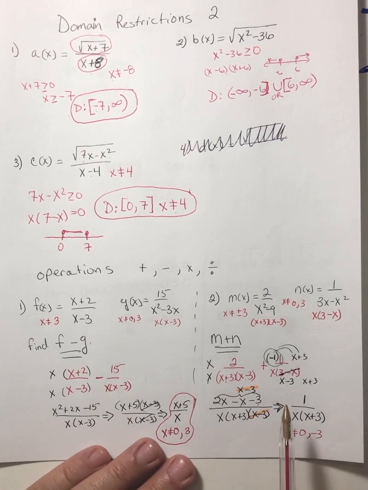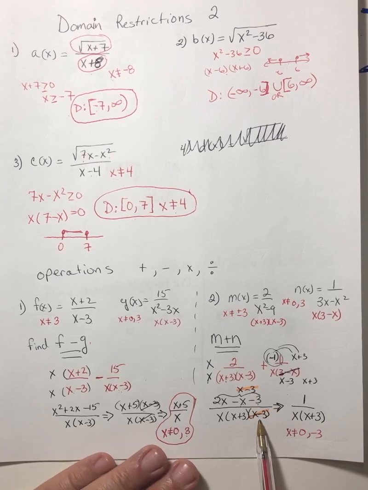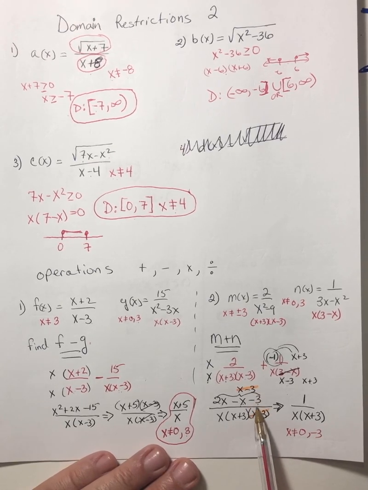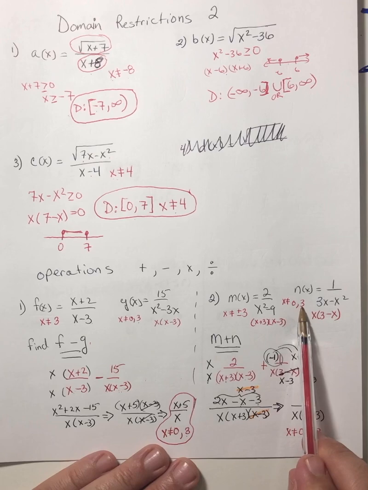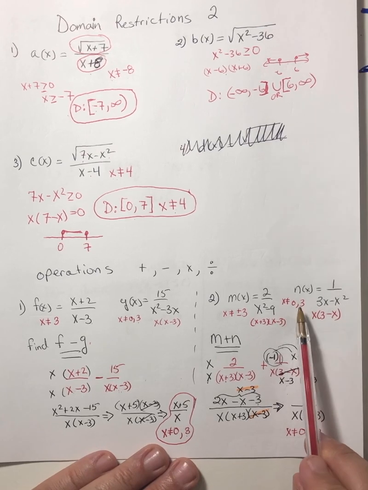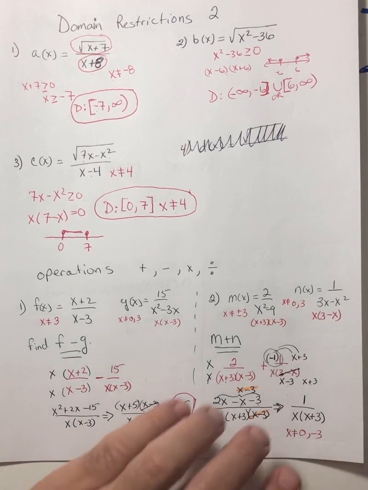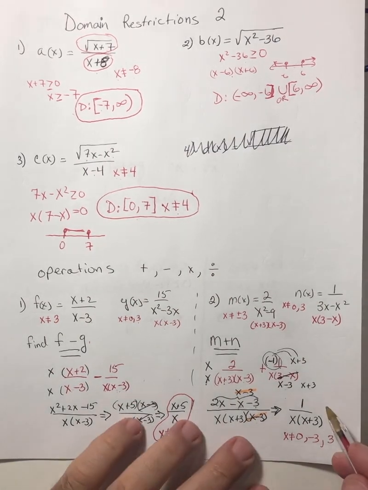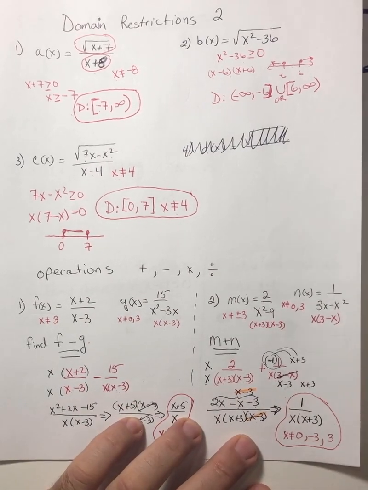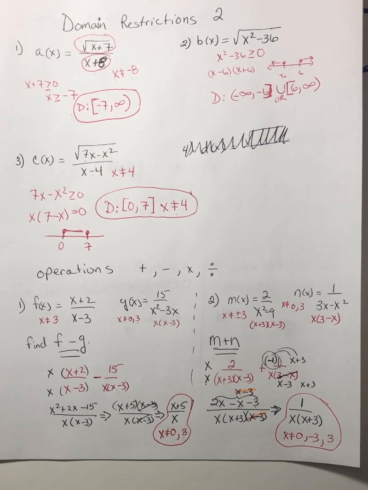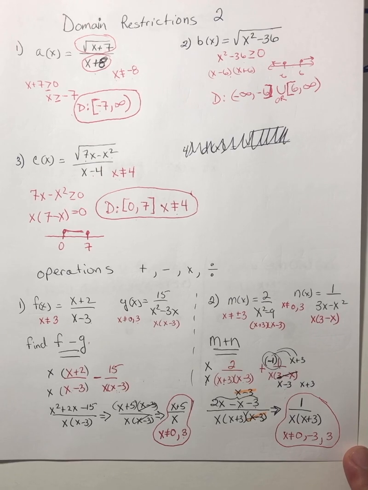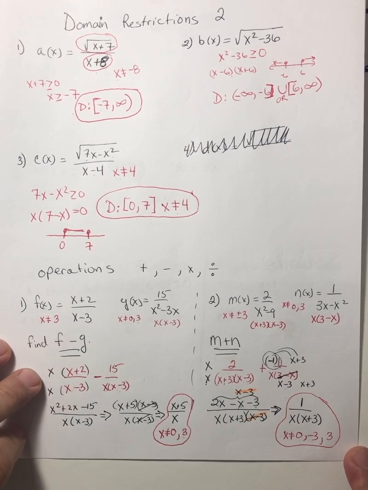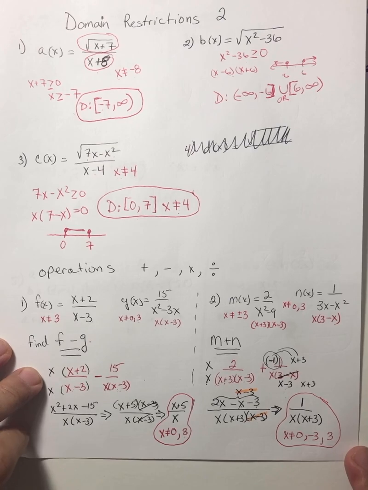What domain issue did we lose? That's right, we lost the +3, because it canceled out right here. But we can't lose it because it's still in the original problem. We had a +3 here that we had to keep as a domain issue, and we had a +3 here. So we cannot lose those domain issues. All right, no losing domain issues. That's the whole key when we're doing our operations. Can't lose the domain issues.